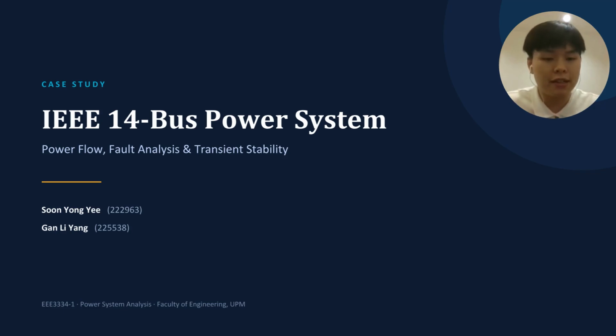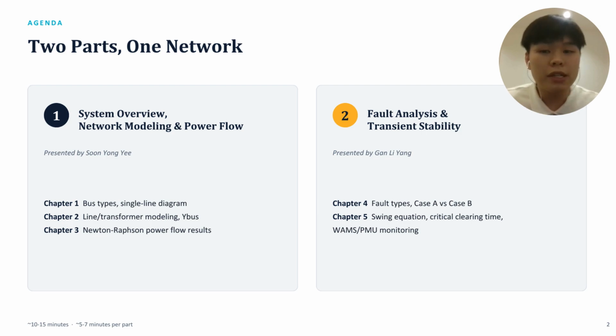So let's get started. Our presentation today is split into two parts. I will cover chapters 1 to 3, which are the system overview, network modeling, and power flow results and simulation. So Liang will take over chapter 4 and also chapter 5, which cover fault analysis and transient stability.